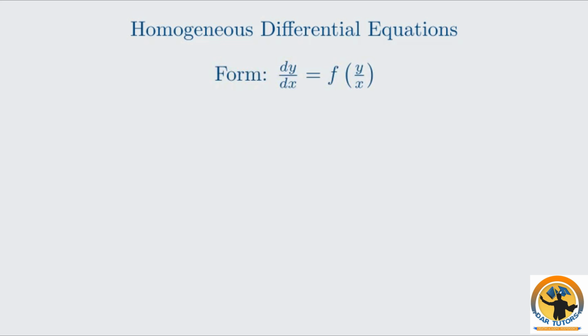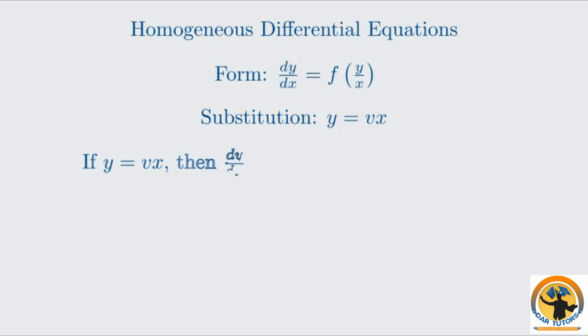The method involves a clever substitution. We let y equal v times x, where v is a new function of x. This substitution will transform the original equation into a separable one, which we already know how to solve. First, we need to find an expression for dy/dx in terms of v and x. Using the product rule on y equals vx, we get dy/dx equals v plus x times dv/dx.